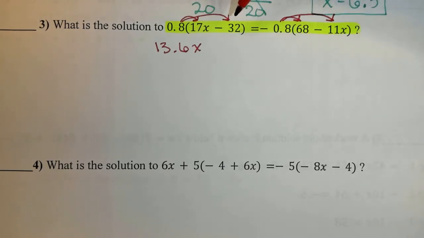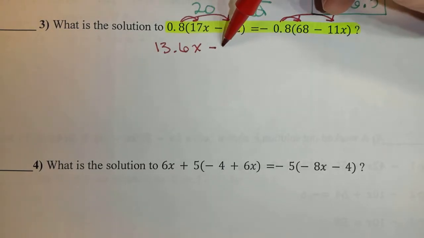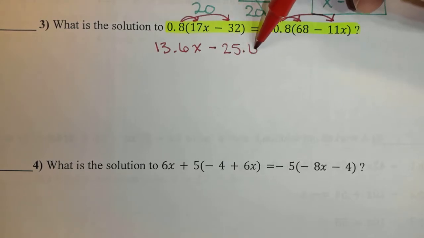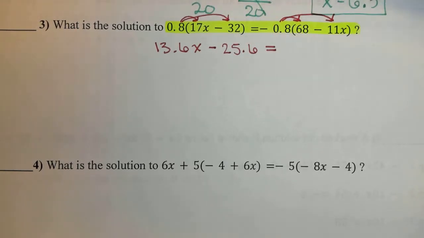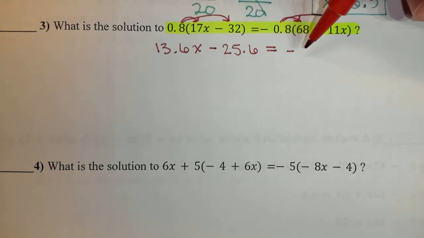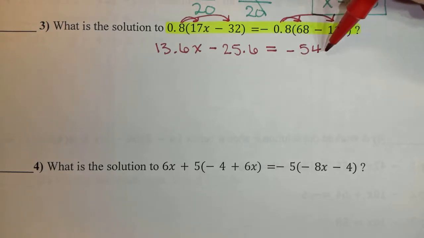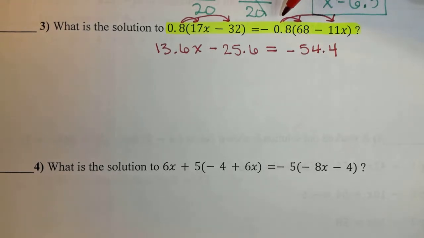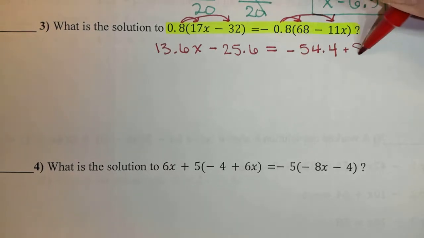0.8 times negative 32, and we get minus 25.6, equals. And negative 0.8 times 68, we have negative 54.4, and then negative 0.8 times negative 11 is positive 8.8, and that's x.